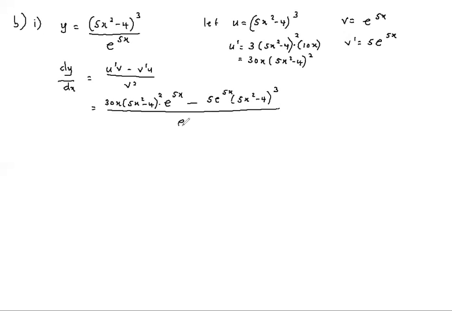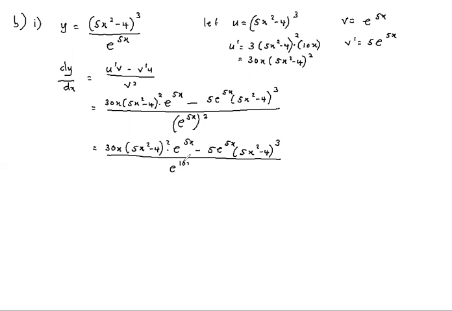And v squared is e to the power 10x, which is 30x (5x squared minus 4) squared multiplied by e to the 5x, minus that 5 (5x squared minus 4) to the power 3, over e to the 10x.